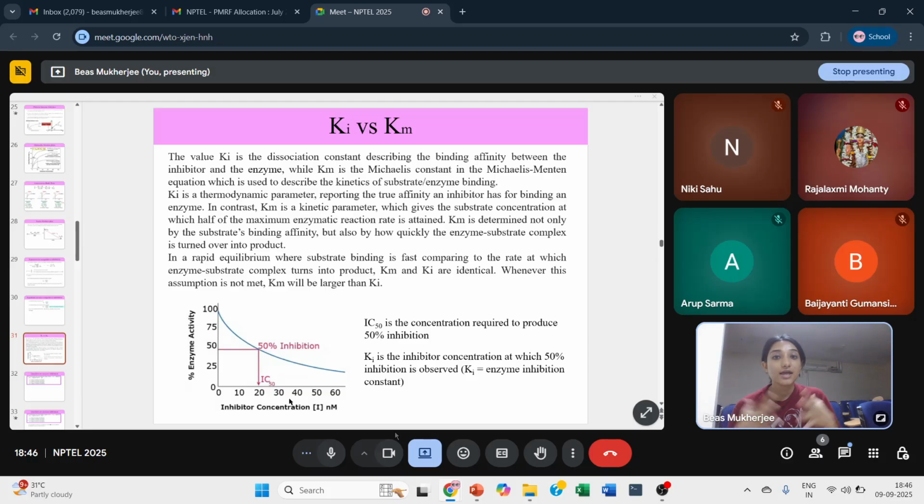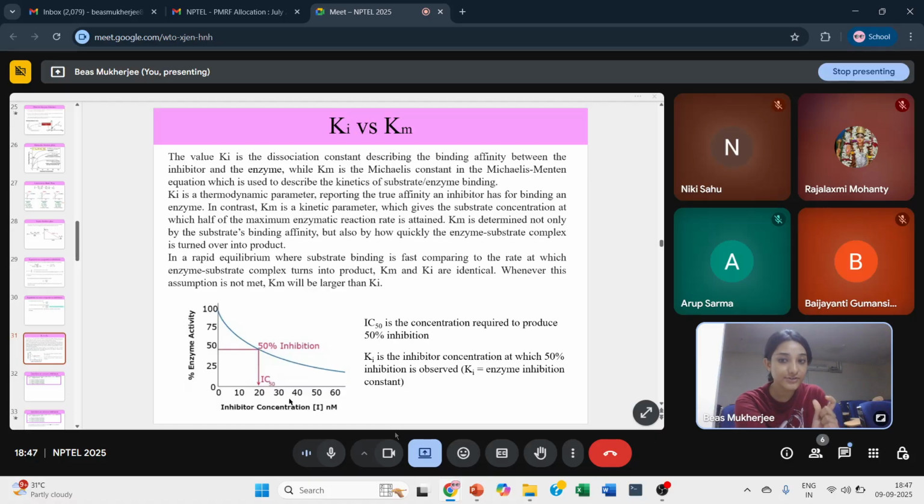Okay. Km and Ki are identical. So when are Km and Ki identical? Only when the substrate binding is very fast compared to the rate at which the enzyme substrate complex forms the enzyme and product. Right? Whenever the assumption is not met, Km will be larger than Ki.